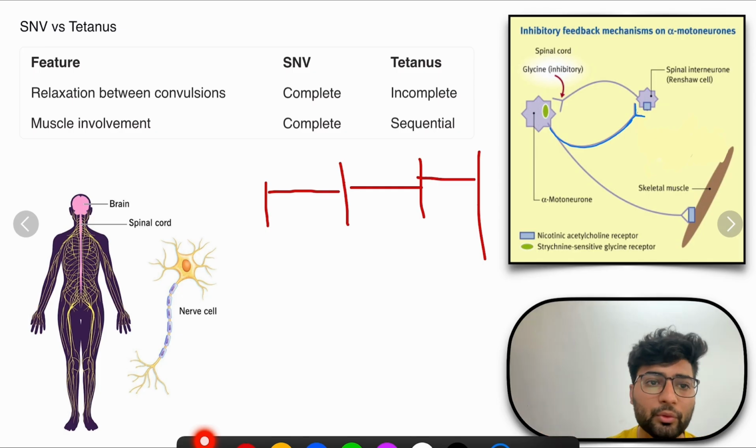If you do not understand all this, you can just learn that muscle involvement is complete in strychnine while sequential in tetanus, and relaxation is not seen or incomplete in tetanus while there is complete relaxation in strychnine poisoning. Done.